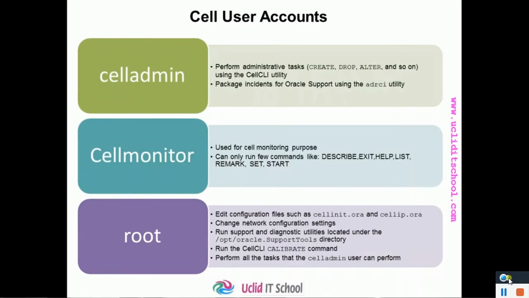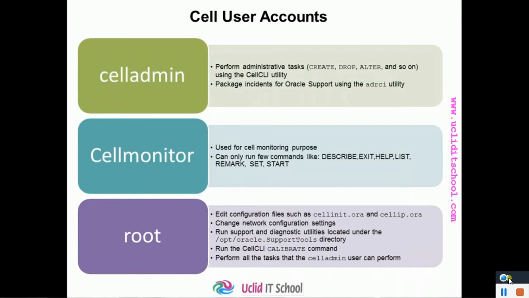Then you have the Linux account, the root account, as the standard account. With the root account, you manage some cell configuration files. Each cell has some configuration files such as cellinit.ora and cellip.ora. Whenever you want to edit the cell configuration, that should be done as root user. And whenever you want to change the network settings related to the cell, that should also be done as root. Not only this, during the initial software installation and configuration stage, Oracle loads many utilities and tools on every cell. These tools are loaded under a standard directory called /opt/oracle.SupportTools. All these tools require root access to run.